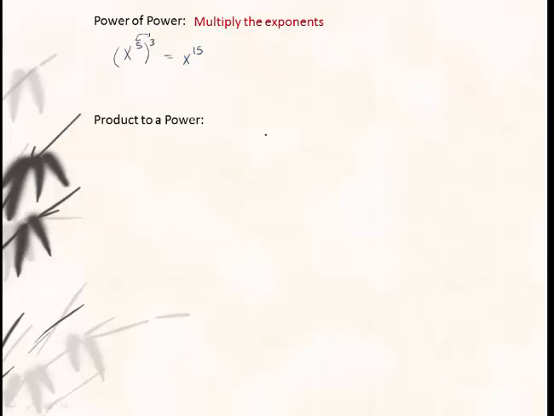Product to a power, I'm going to distribute the power. So for example, if I have 2x to the 3rd, y to the 7th, and I square that, I square the 2, I square the x to the 3rd, and I square the y to the 7th. So I end up with 4, 2 times 3 is 6, and 2 times 7 is 14.